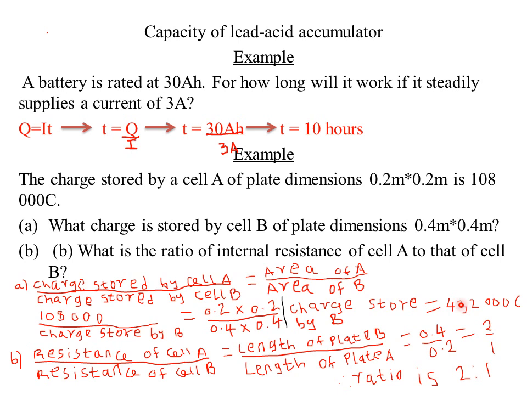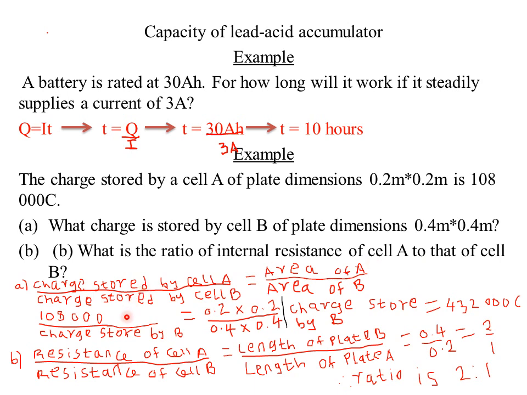432,000 coulombs. So here you just cross multiply, so that this one will multiply by that, then 108,000 will multiply by 0.04. Then when you divide both sides by that, you simply get 432,000 coulombs.